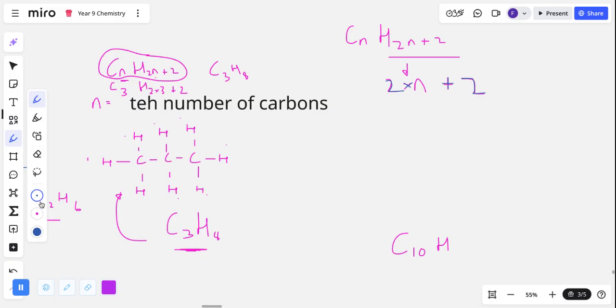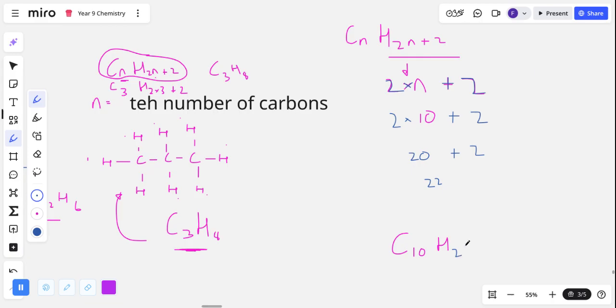So what we do is we write this out: 2 times. That hasn't changed. I've kept the same color. The N is 10 because we're looking at a 10 carbon molecule, times 10. Let's go back to blue. Plus 2. BODMAS, or BIDMAS, whatever you call it in maths: 2 times 10 is 20. Add 2, 22. So the number of hydrogens is 22.